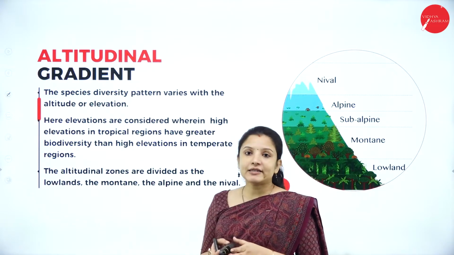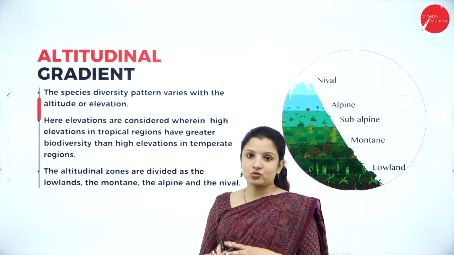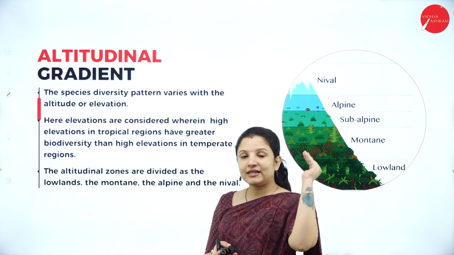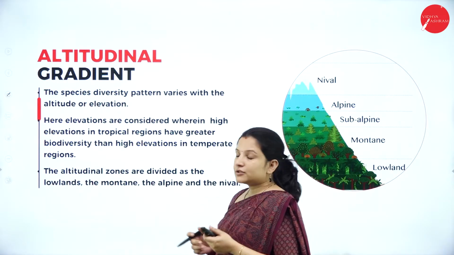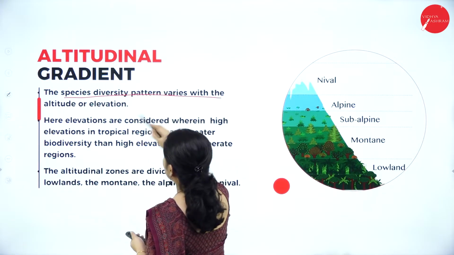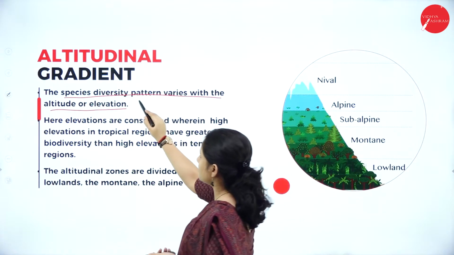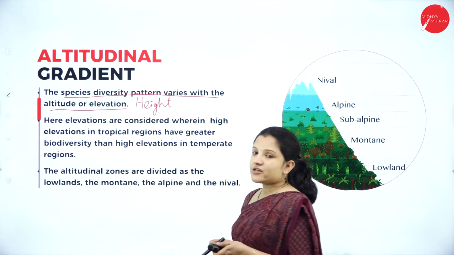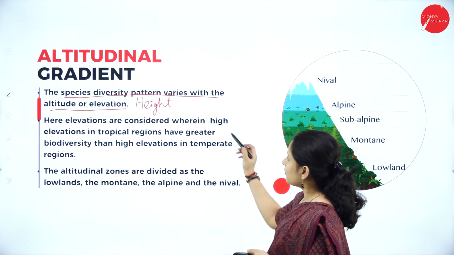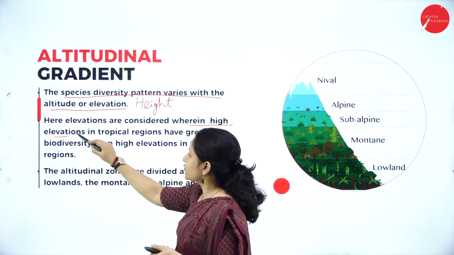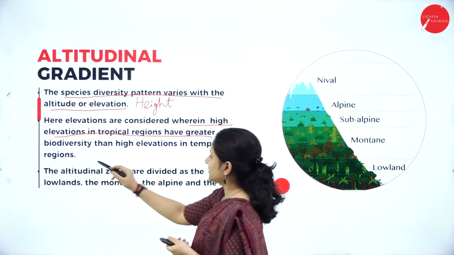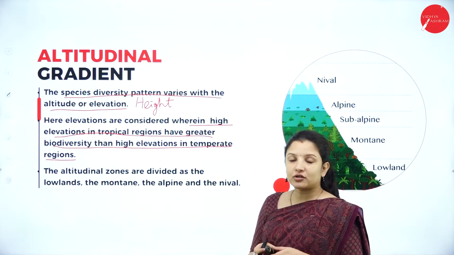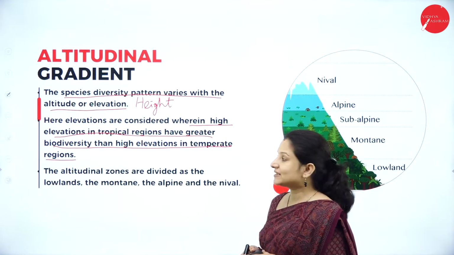Next, talking about altitudinal biodiversity. When I say altitudinal, it is something to do with heights, right? We have the ground level, the sea level and all that. So the species diversity pattern varies with altitude or elevation, or in other terms, with height. Here, high elevations in tropical regions have greater biodiversity than high elevations in the temperate region. Here also, based on the elevation, the diversity of the species tends to vary.